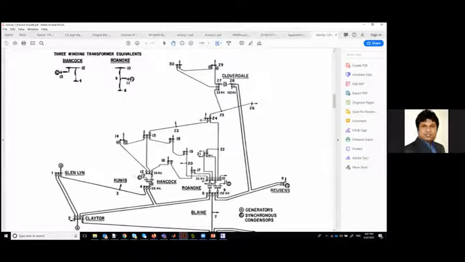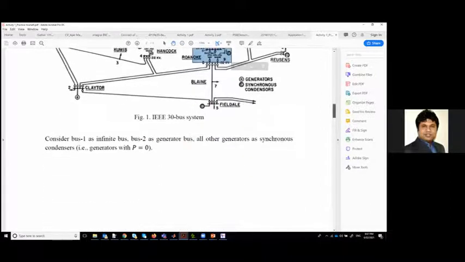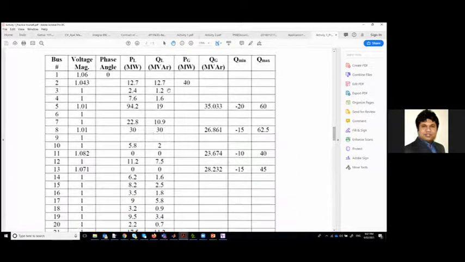Okay, this is one of the places where it has got a 3 winding transformer. And it has got another 3 winding transformer, and all the data are given. I have told him like bus 1 is the infinite bus, again I said angle is given.